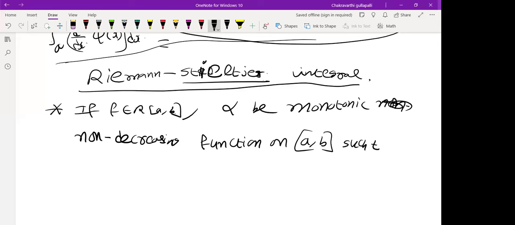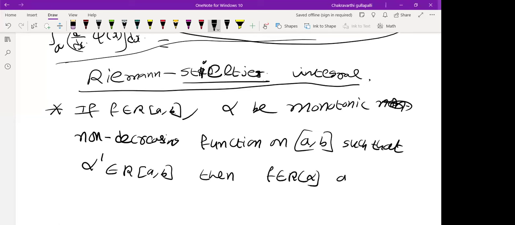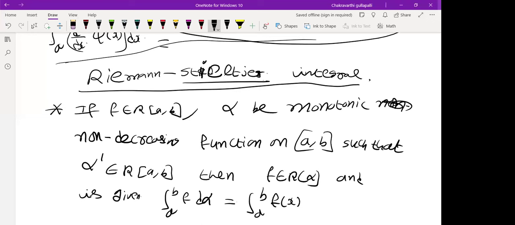On [a,b], such that alpha dash is Riemann integrable. Conditions are very important. Theorems as they are, you have to write. You should not write in your own words. Nothing else is said about alpha. Alpha dash is Riemann integrable. Then we say f is Riemann integrable with respect to alpha and is defined by the integral from a to b of f d alpha is equal to the integral from a to b of f x alpha dash x dx.